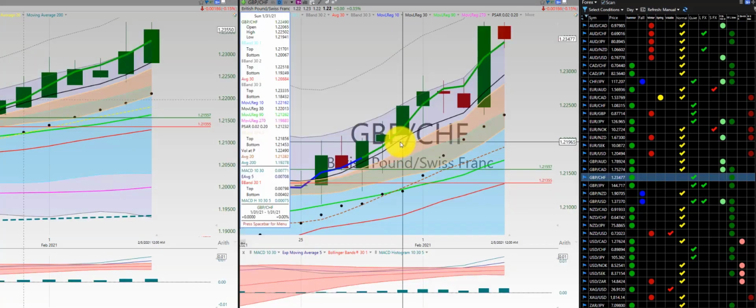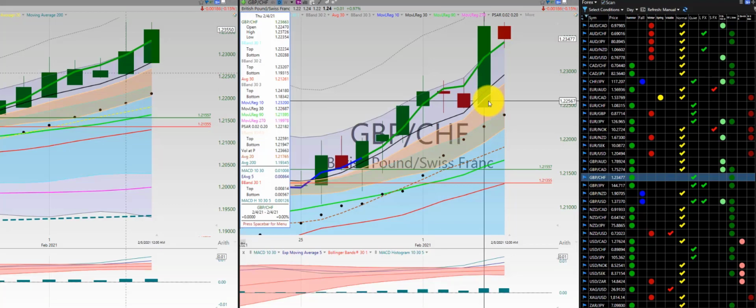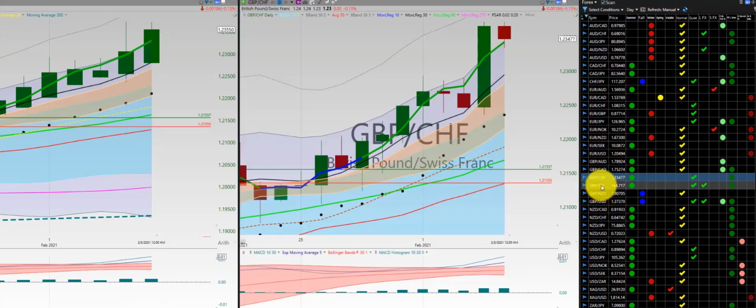British pound, Swiss franc, this was a continuation. Did not take the trade. No trade for his short. The long took the trade. Last day, there's a small loss here on British pound, Swiss franc.